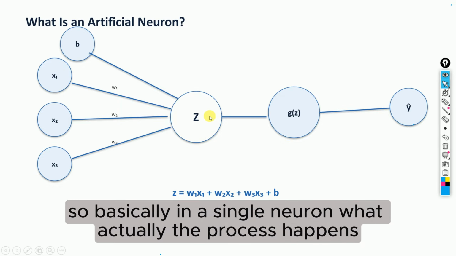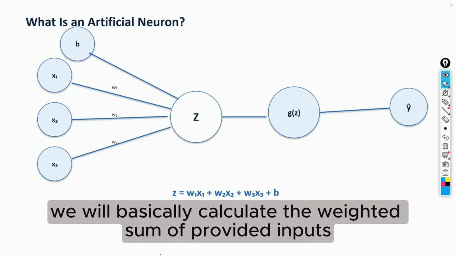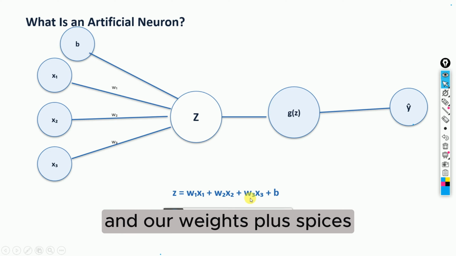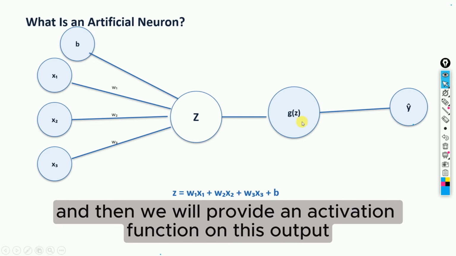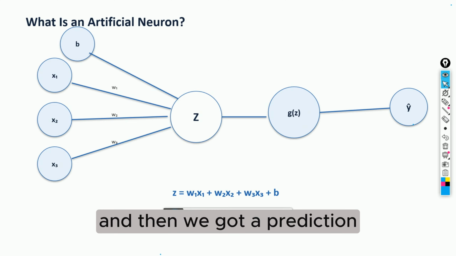So basically, in a single neuron, what actually happens in the process? We will calculate the weighted sum of the provided inputs and our weights plus bias. So in this neuron, first we calculate z, and then we apply an activation function on this output, and then we get a prediction, a result.